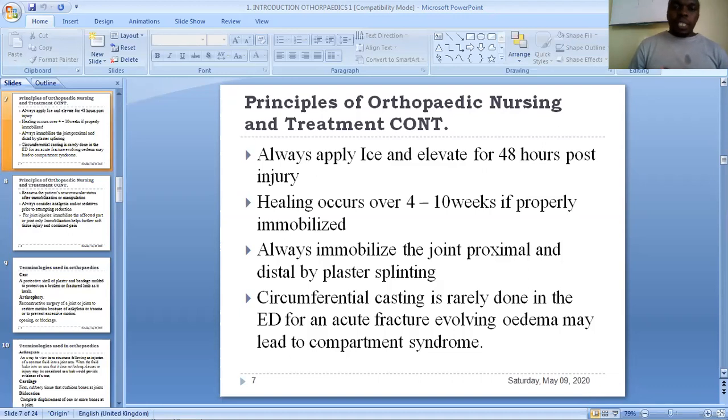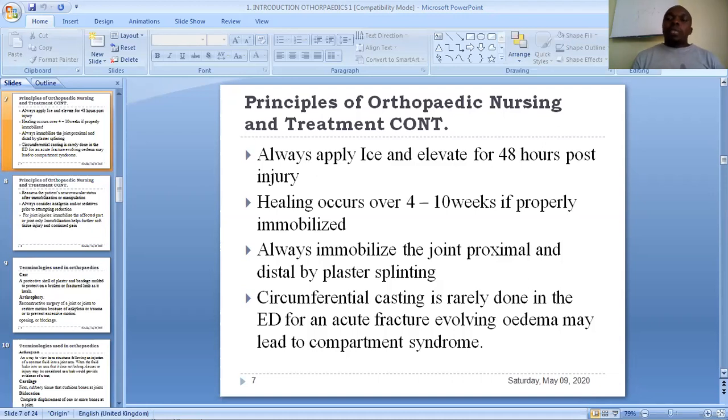The other principle states that healing occurs over 4 to 10 weeks if properly immobilized. We're referring to the limb that is affected here. If it is properly immobilized, then healing will take place depending on the area damaged or how big the area that is damaged is. But at least within 4 to 10 weeks, healing should be able to take place. So always immobilize the joints, proximal and distal, by plaster printing.